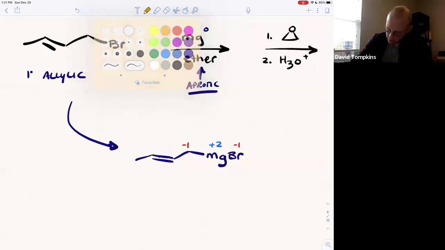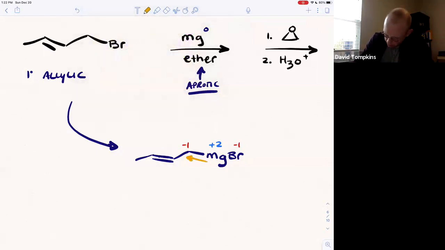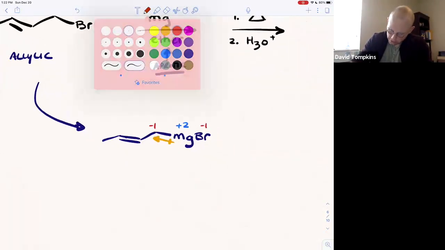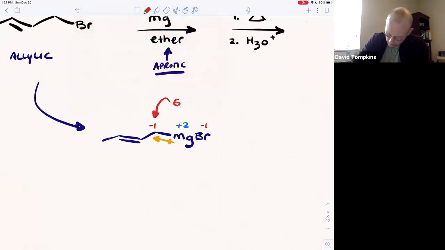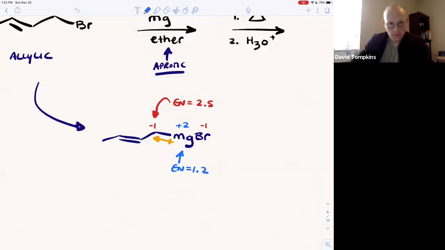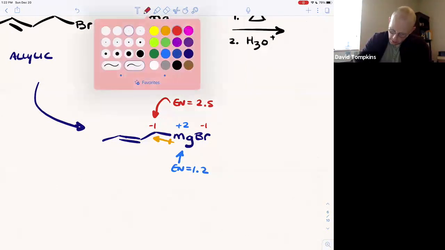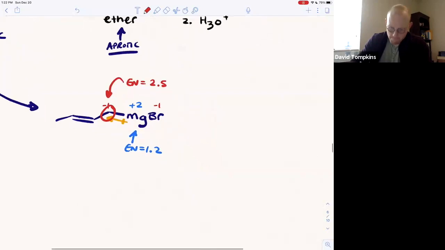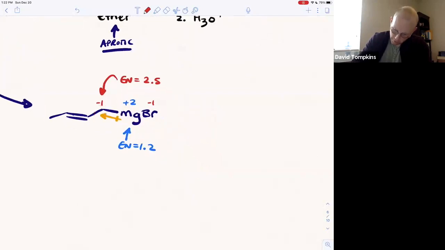So, of course, there's a bond dipole between carbon and magnesium where the carbon is much more electronegative, right? The electronegativity value of carbon is about 2.5, while the electronegativity value of magnesium is much lower, about 1.2. So the bond dipole points towards carbon. Or another way, we can treat the sigma bond as being a lone pair.